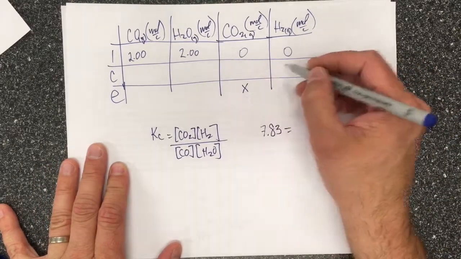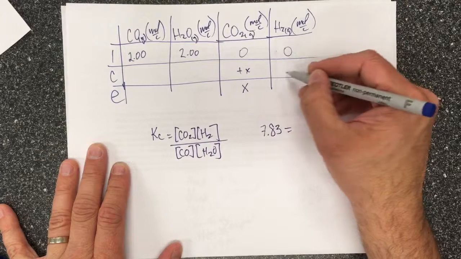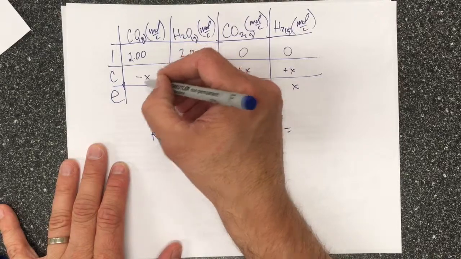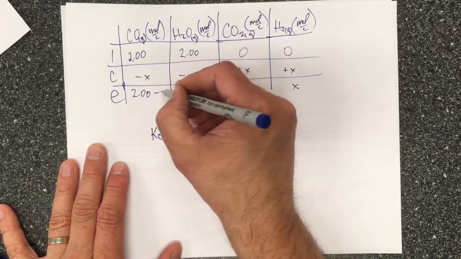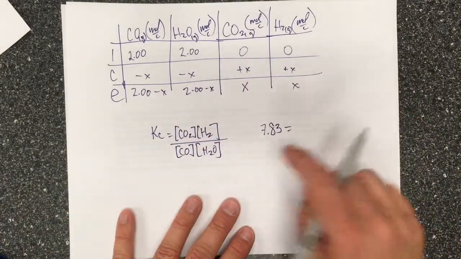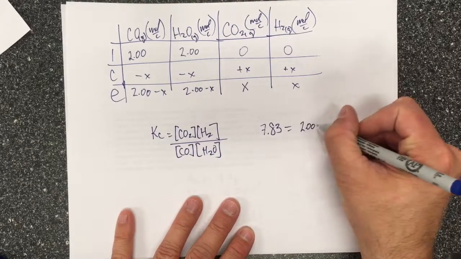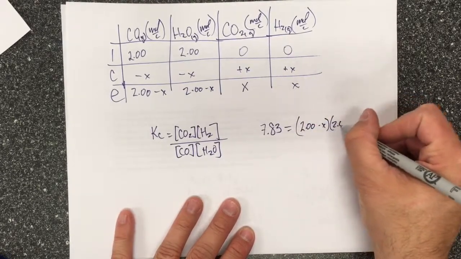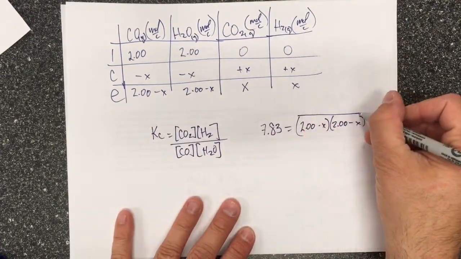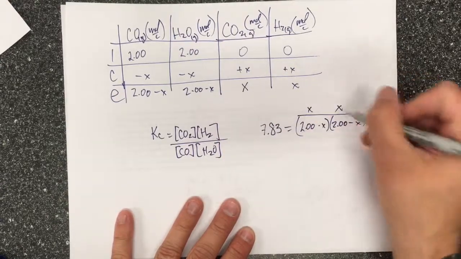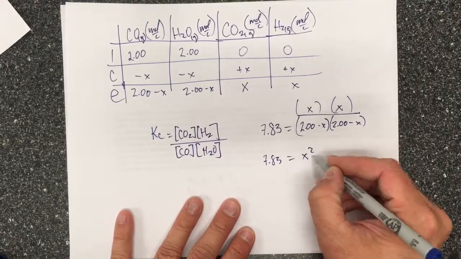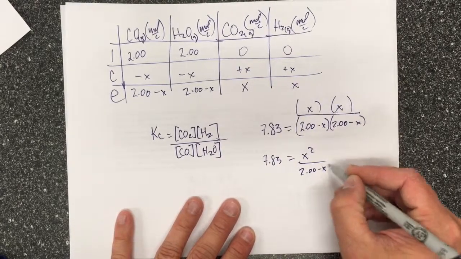So if we made X CO2, we would also get X H2, and we're using up X of both of the reactants. So this is 2.00 minus X, and this is 2.00 minus X. And so I can use these values in this. So I'm going to get 2.00 minus X times 2.00 minus X. Those are the reactants, so they go in the denominator. And I get X times X for the products. So I get 7.83 equals X squared over 2.00 minus X squared.